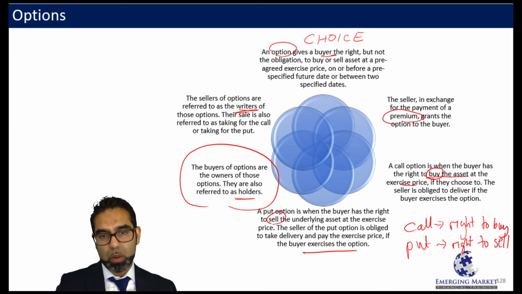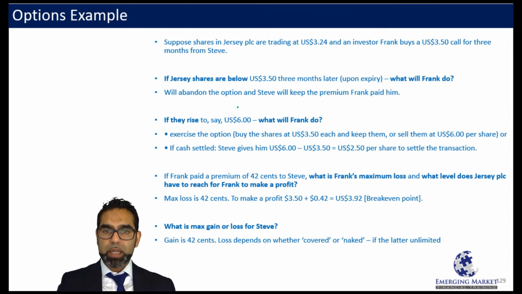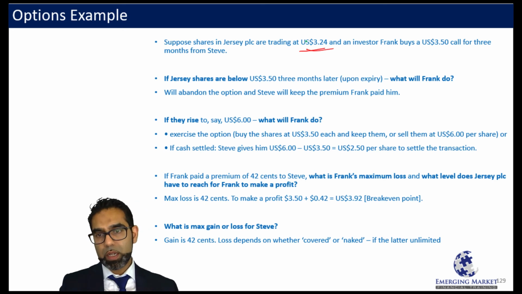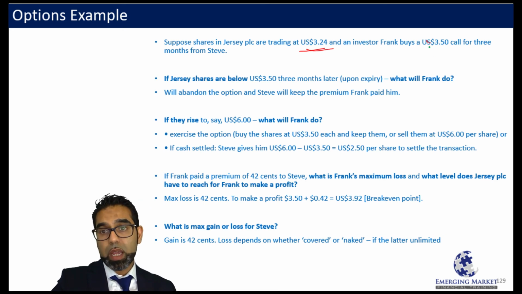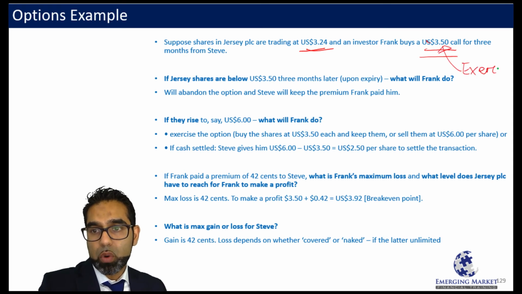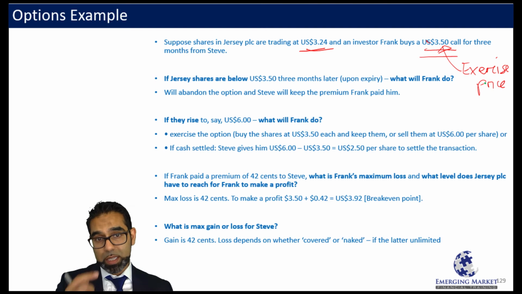But let's see an example. Okay. Suppose shares in Jersey PLC are trading at $3.24 and an investor, Frank, buys a $3.50 call. What is that $3.50? That's the exercise price, also known as the strike price. For 3 months, and Steve is the seller. Okay, so Frank can buy Jersey shares at $3.50 in 3 months.